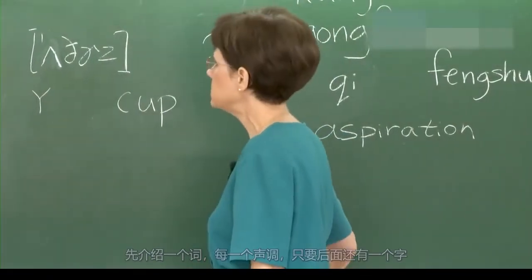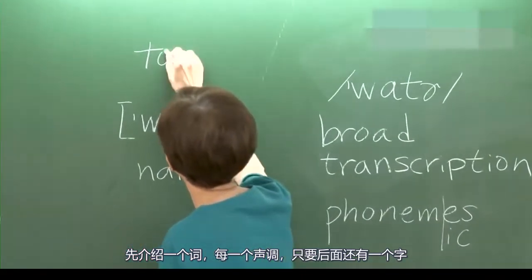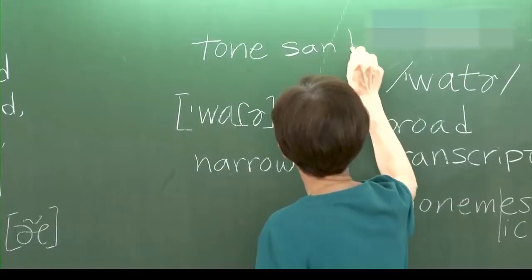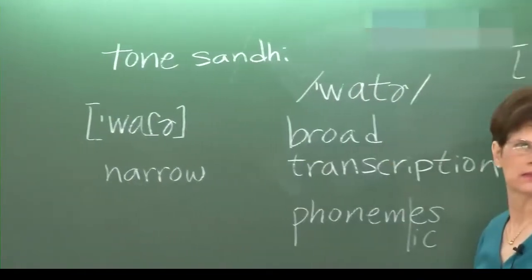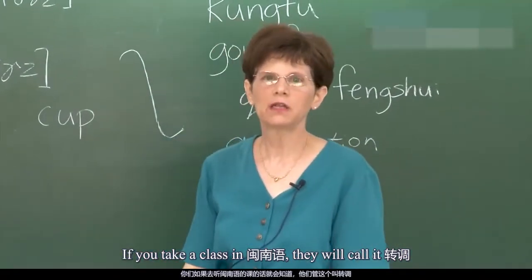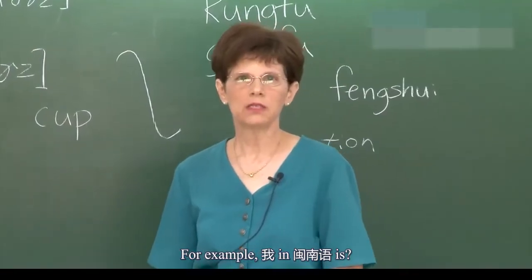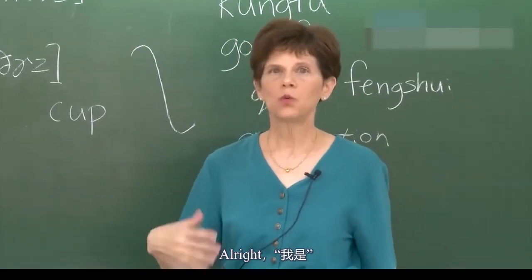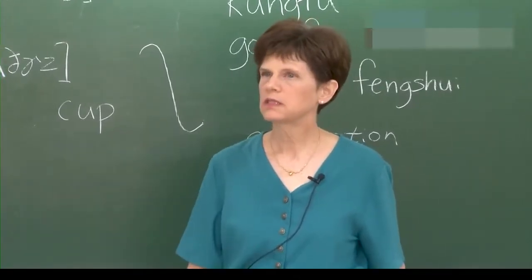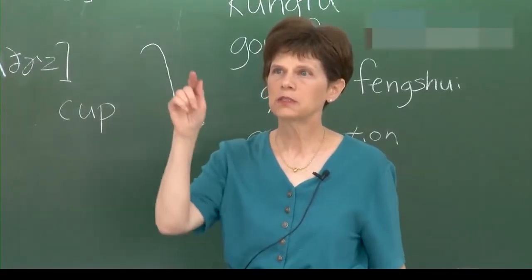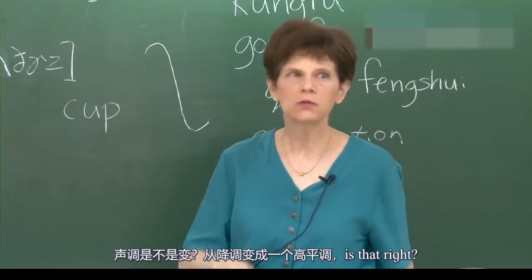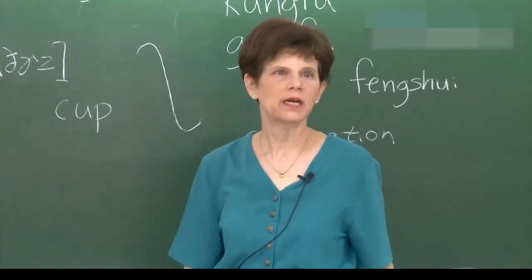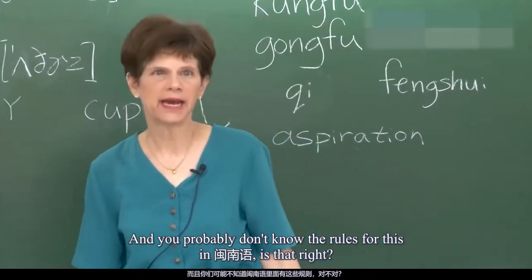In that case, we call it tone sandhi. 先介绍一个词。每一个声调只要后面还有一个字，每一个字后面有一个字的话，那个字的声调会变. We call that tone sandhi. 俗名叫转调. If you take a class in 闽南语, they will call it 转调. For example, 我 in 闽南语 is 我，瓜不对啊，单独念我，我 all right, 我是. Compare those two tones. 单独念 哇，然后呢，我是哇西哇，声调是不是变？从降调变成一个高频调？Is that right? That is a kind of allophonic variation as well, but we call that tone sandhi, 转调. And you probably don't know the rules for this in 闽南语. Is that right?